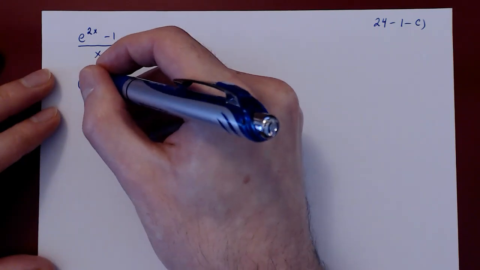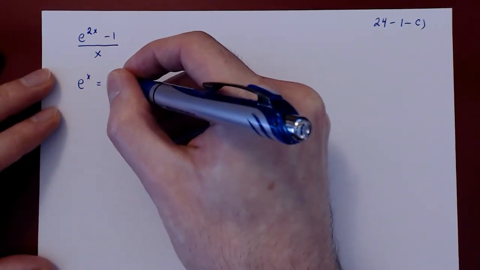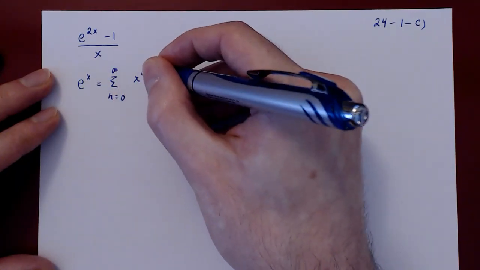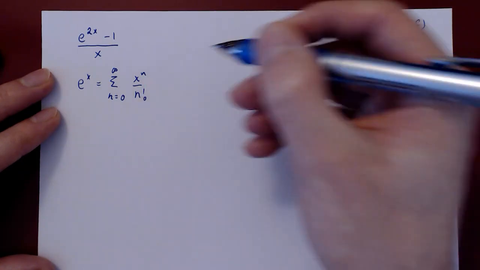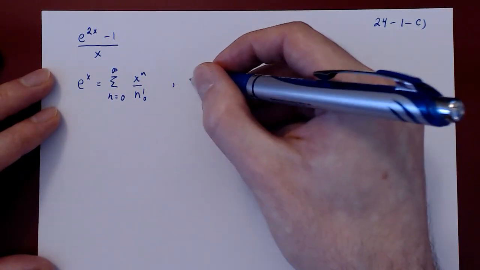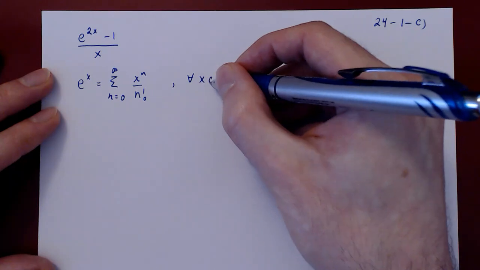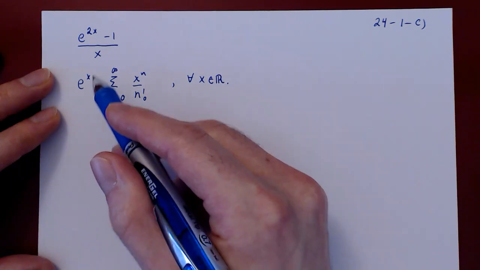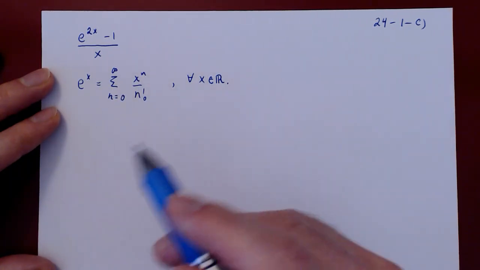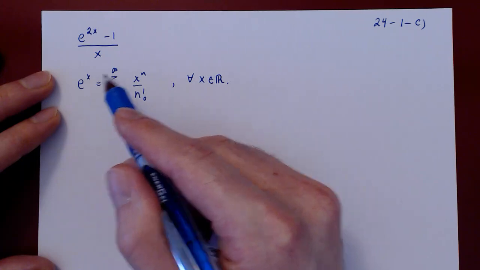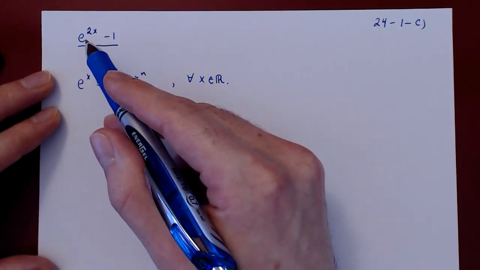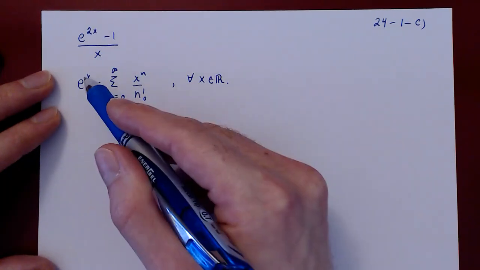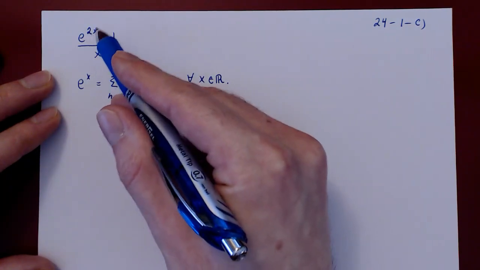So recall, e to the x is the sum from n equals 0 to infinity of x to the n over n factorial. And this is true for all values of x. So for every real number, e to the x is equal to this infinite power series. Because this equality is true for any choice of x, to obtain the series expansion of e to the 2x, we can make a substitution, replacing x by 2x.